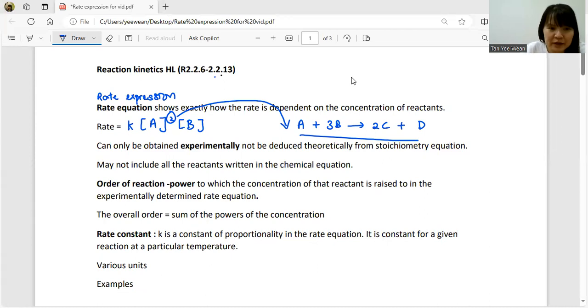Okay, the rate expression that you have here might not include all of the reactants. Sometimes even if you have, say, an E here, you might not see it here. There might not be an E here. We'll see how it is later. We focus on just a simple rate expression first.